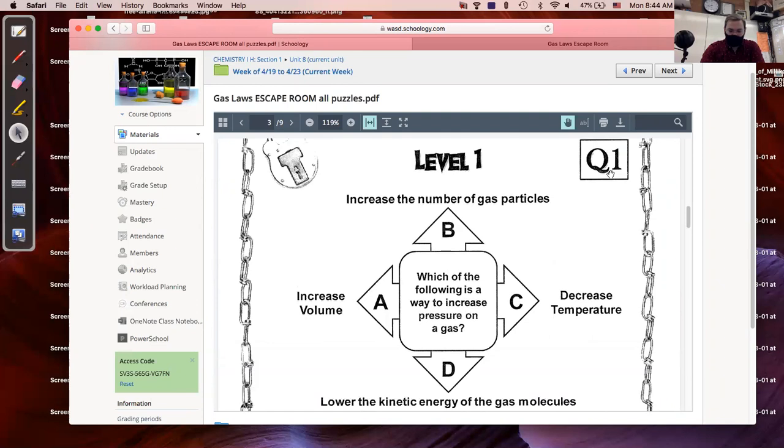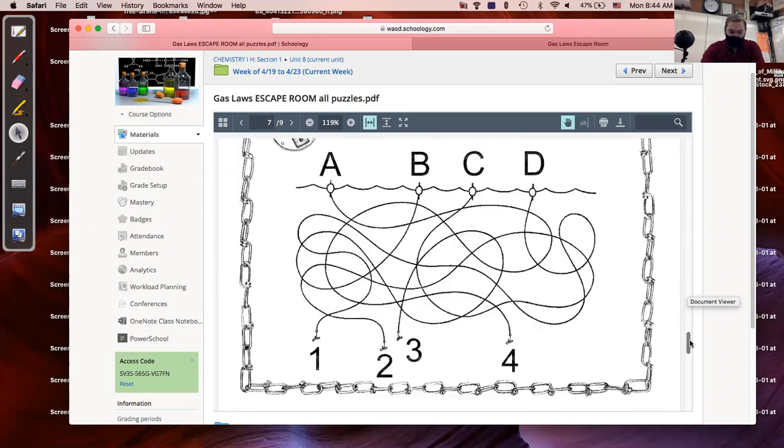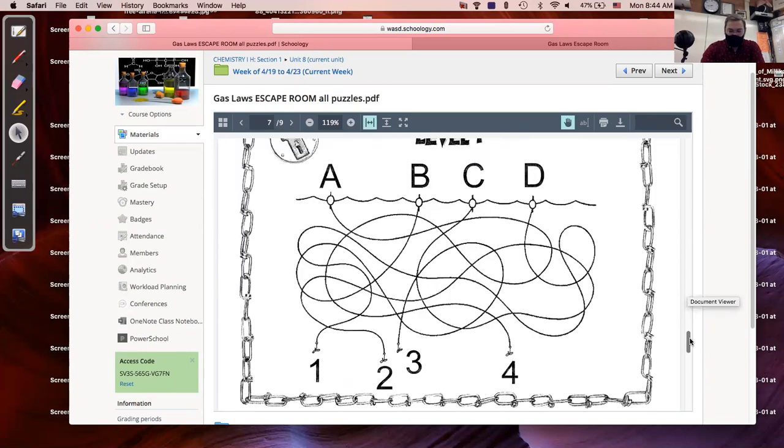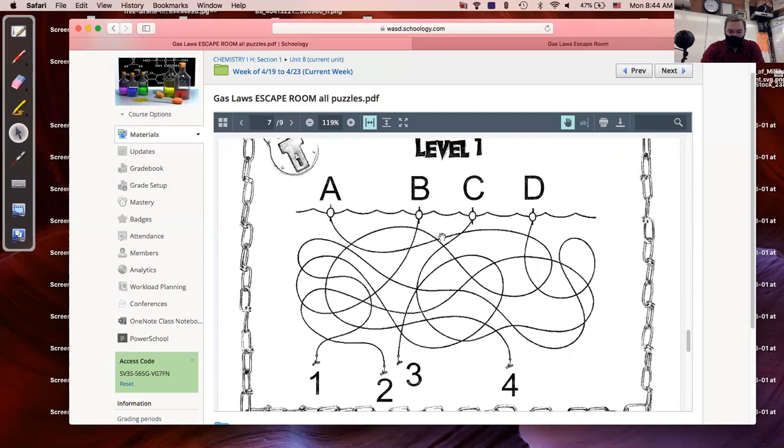So for instance, question 1: which of the following is the way to increase pressure on a gas? If you happen to think that it's C, then for question 1, it's C. And what that refers to is, if for question 1 you get C, when you go to this level 1 clue, from C you follow the path and it goes around to 2. So the first digit in your level 1 code would be 2.